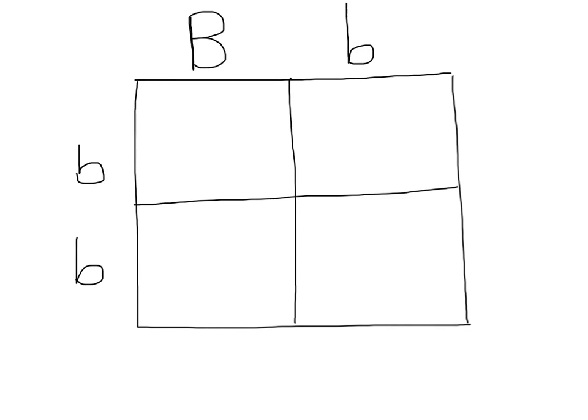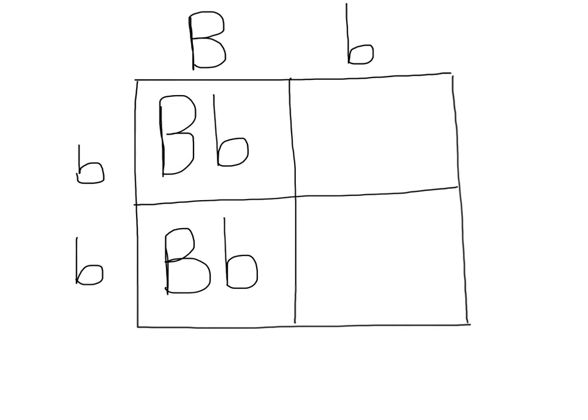Now it's time to do our cross. We are going to take one from the top and one from the left and bring them down into those squares. We have on the top an uppercase B and a lowercase b. Then bring another uppercase B, lowercase b down. In the right square at the top, we have lowercase b, lowercase b. And in the bottom right square, we have lowercase b, lowercase b.